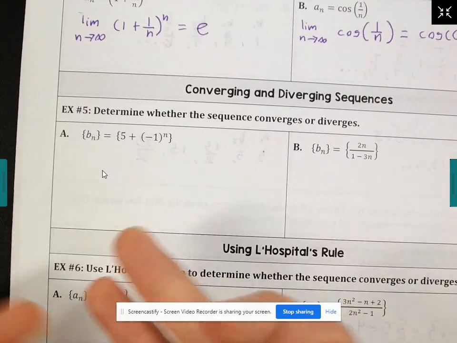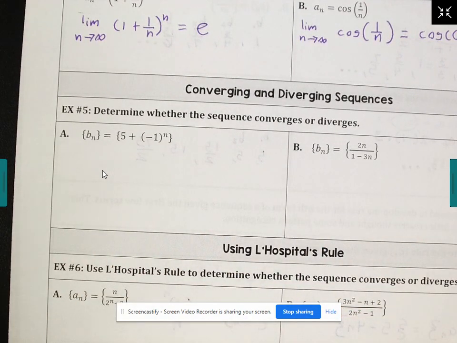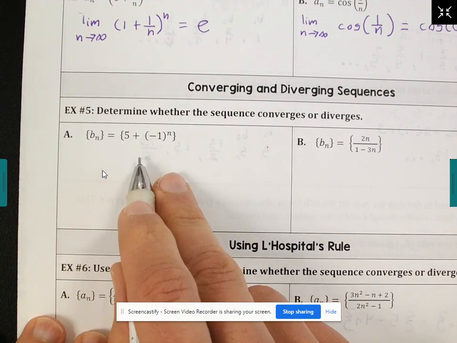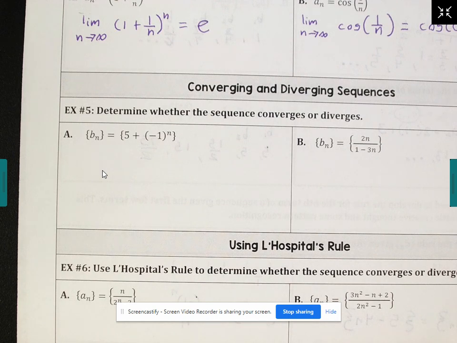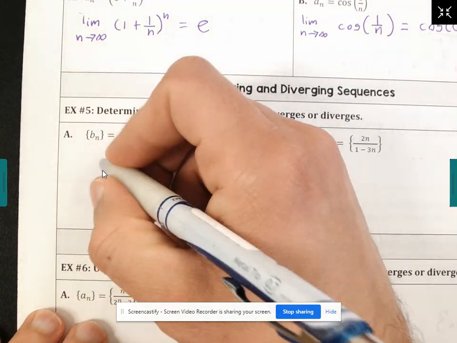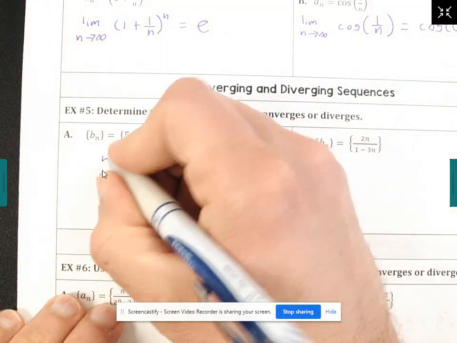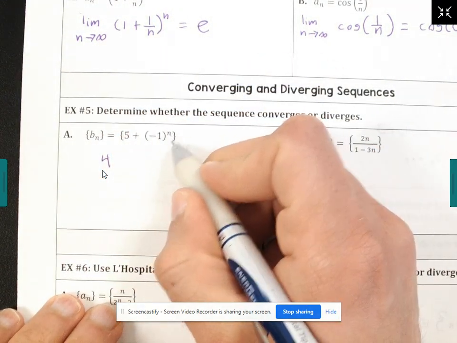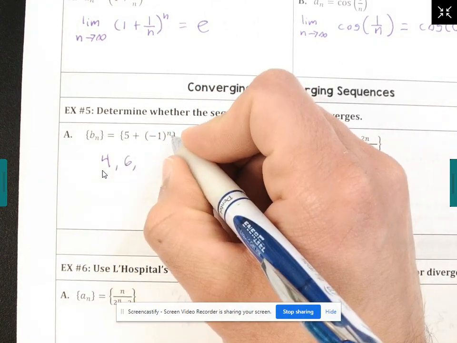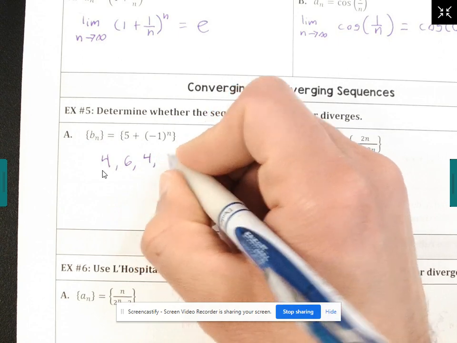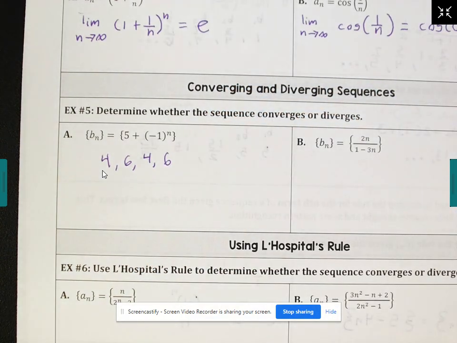And some of these, you could plug this in the calculator or not. This one's easy enough, you don't have to, right? What's the only thing that's going to change on here? It's going to go from -1 to +1. Does that make sense? So for example, if I write B1, that's 4. B2, which means I would square this, that would give me a +1, so that's going to be 6. If I plug in a 3 here, that's going to give me a 4 again, and then a 6, and then a 4, and then a 6, and a 4, and then a 6.